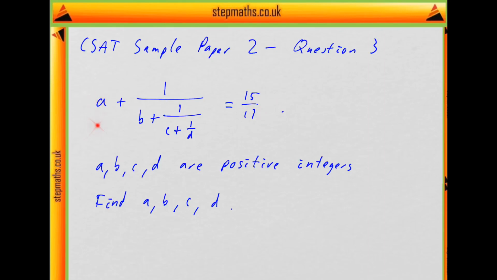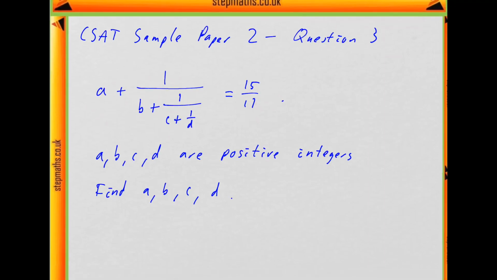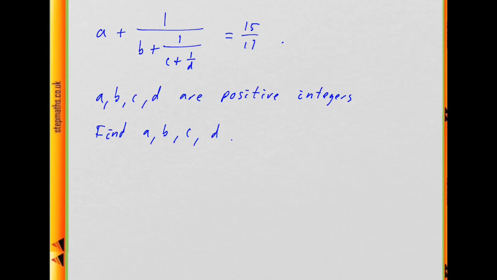And that means a has to be at least 1, because it's a positive integer, we can only have a equals 1. If we had a equals 2, the left-hand side would already be bigger than 2, and so bigger than this. So that means we can immediately conclude that a is 1.